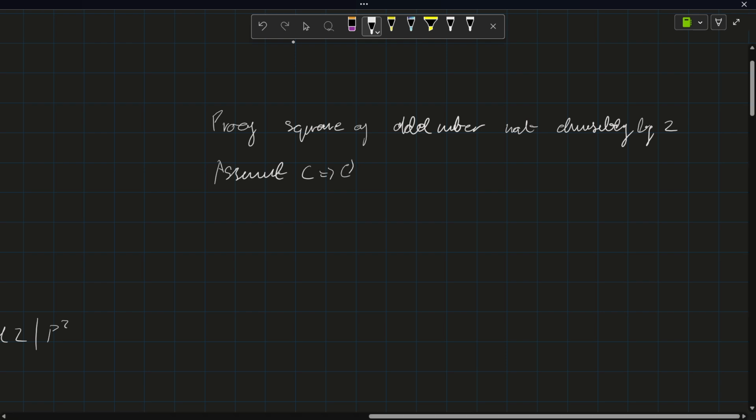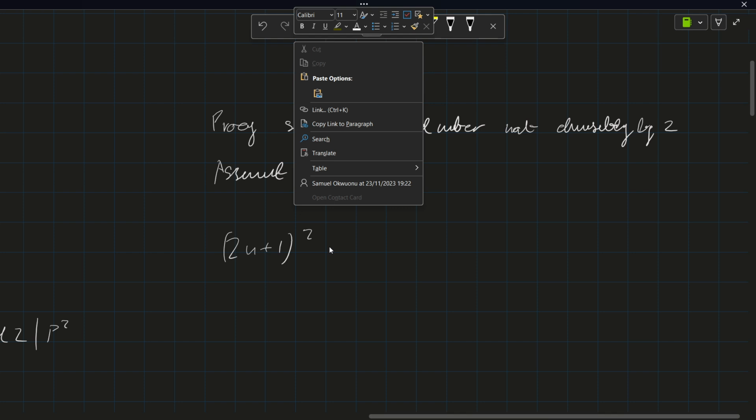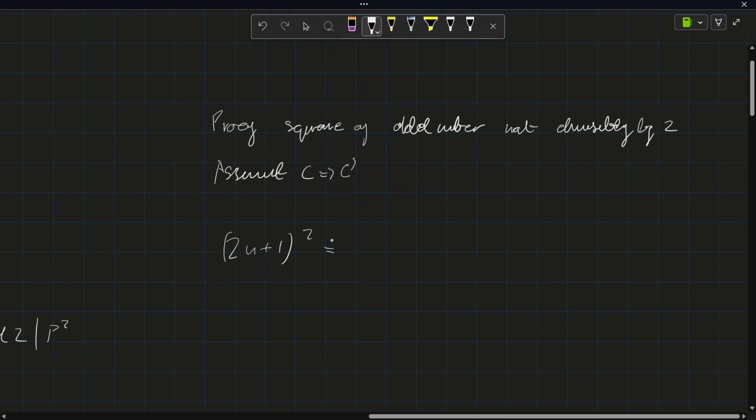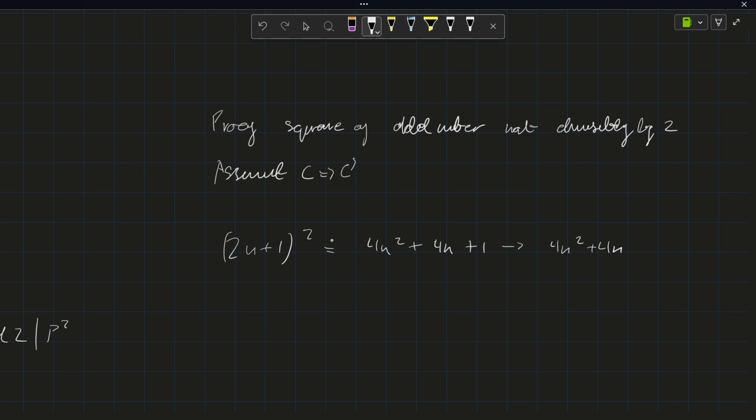Then you already know what to do. Bear in mind I said ask, not asked. Divisible by 2, so that'll be 2n plus 1. I chose plus 1 because I like the numbers. Which is just equal to 4n squared plus 4n plus 1. Now we can take out 4. Just because.